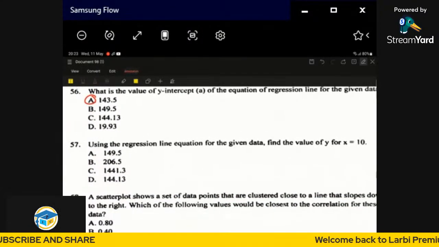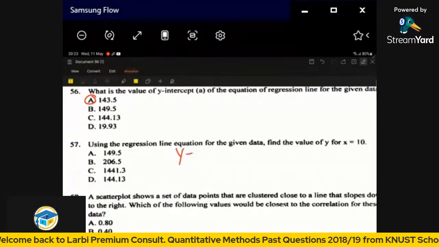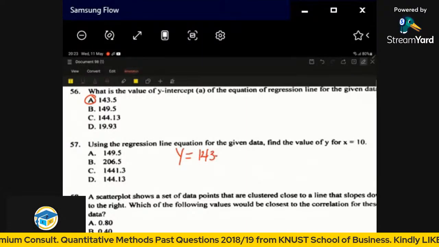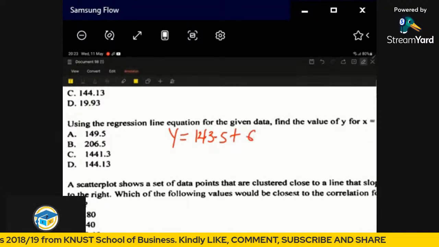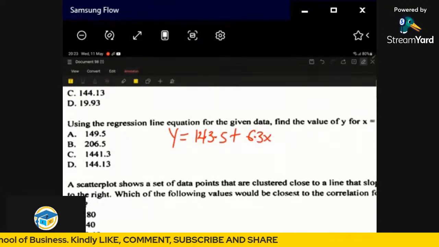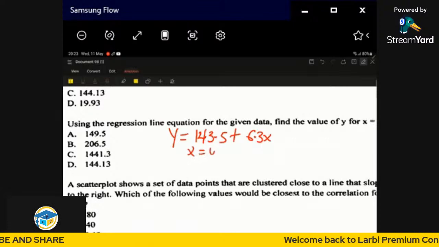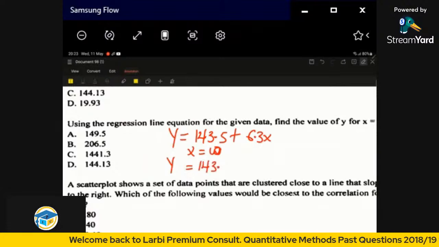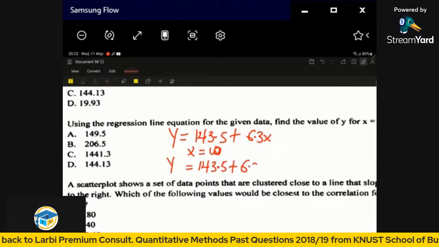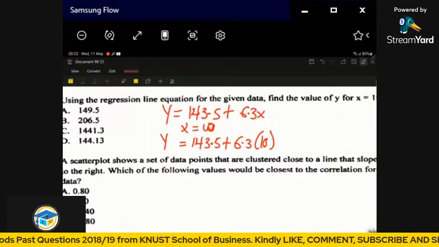Now, 57 is saying that using the regression line equation for the given data, find the value of y for x equal to 10. So now we know that our equation is y equals 143.5 plus 6.3x. So we are asked to find the value of y when x is equal to 10. It's a matter of substitution, right? So y is equal to 143.5 plus 6.3, and x is 10. So just substitute 10 in the equation here. Is that okay?